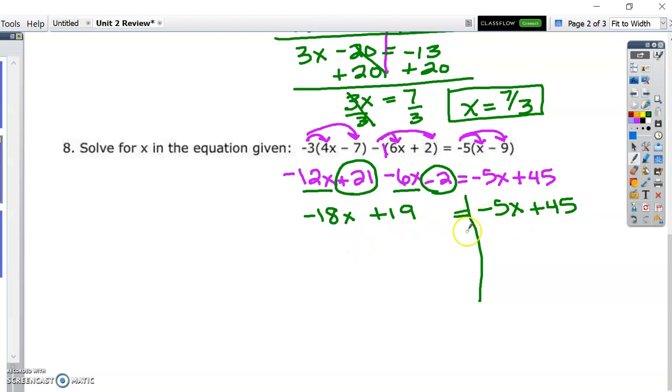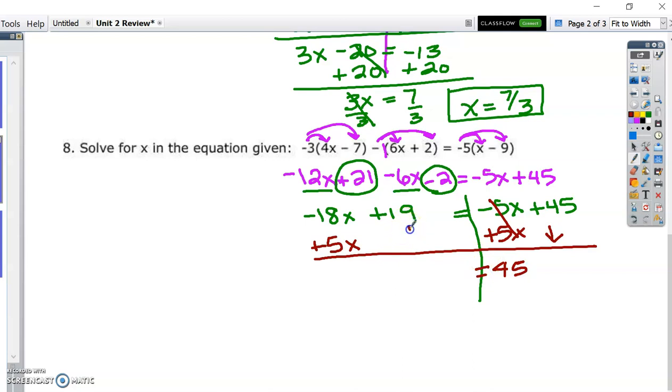All right, now I'm going to move my 5x over to the left, change into red. So plus 5x here and plus 5x here. I'm lining things up with my like terms. Cancel. Bring down your 45 equals. And then over here, I'm going to bring down my 19. And here I have negative 18 plus 5, which is negative 13x plus 19.